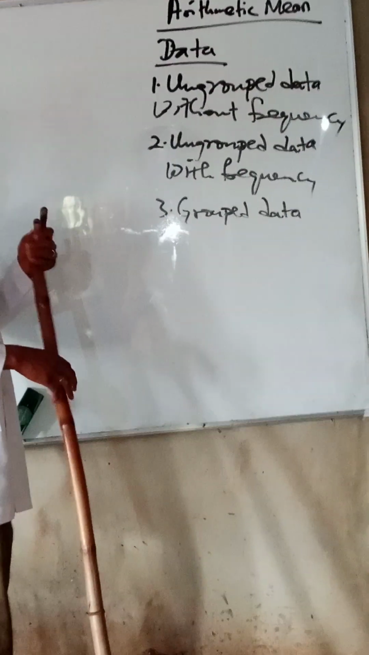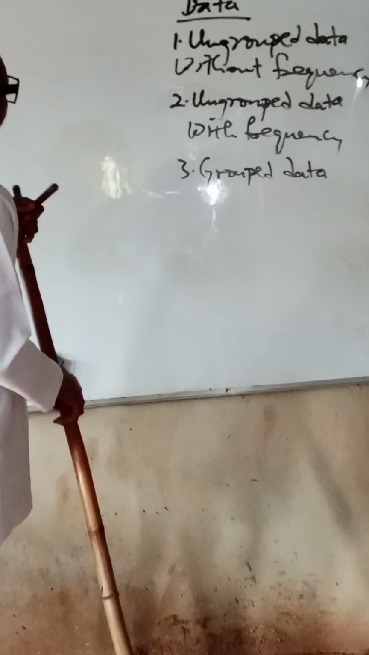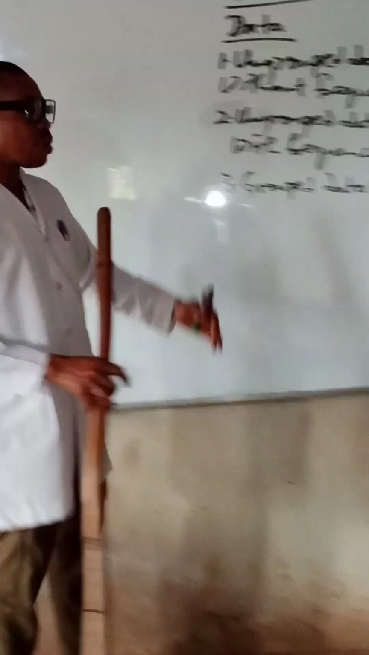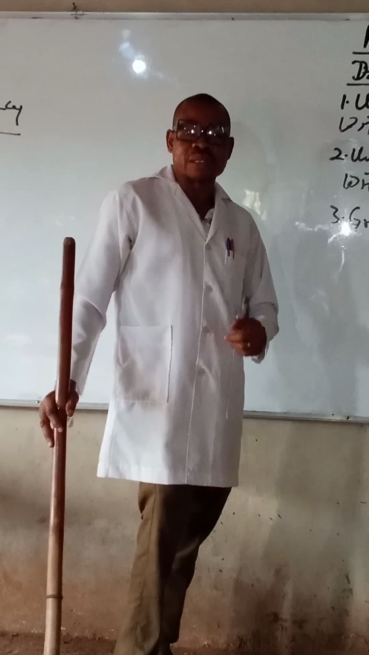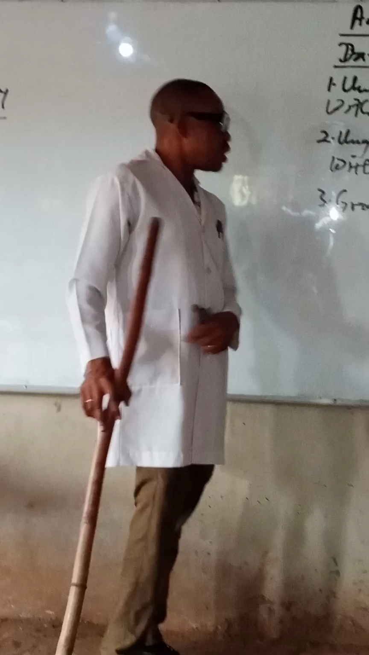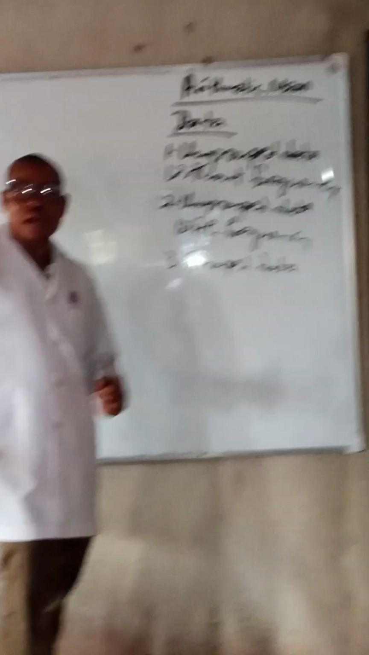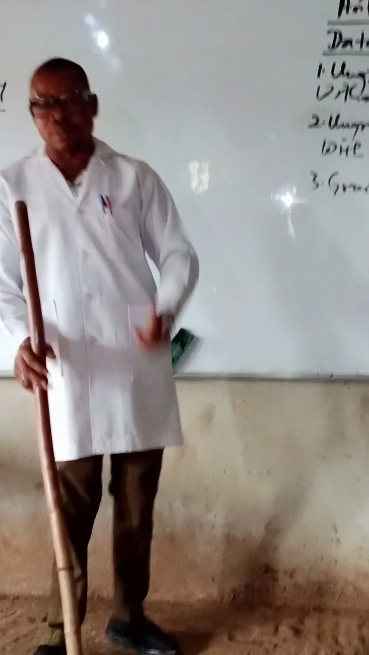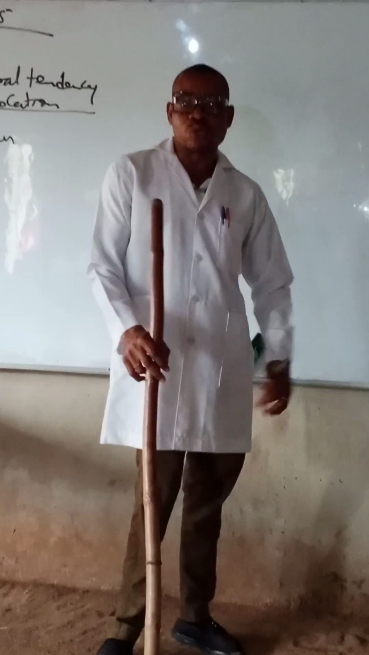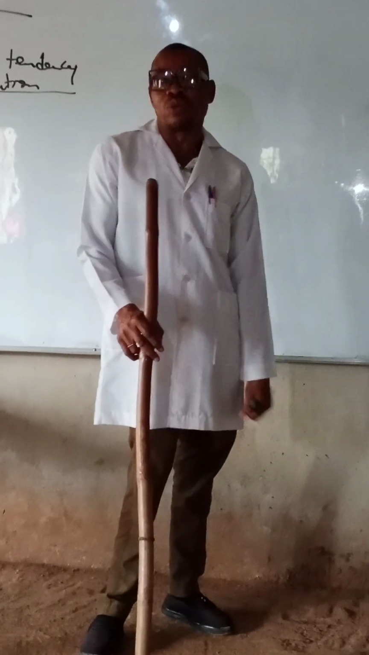Here we are going to discuss grouped data. Ungrouped data are data where you have many different numbers that appear once or a few times, but ungrouped data with frequency have few different numbers that appear many different times. That is what we mean by ungrouped data with frequency.